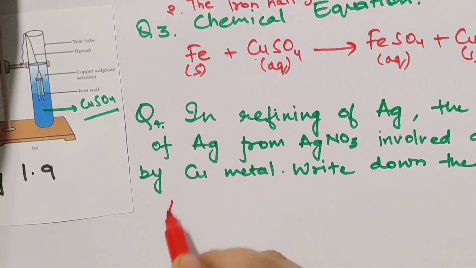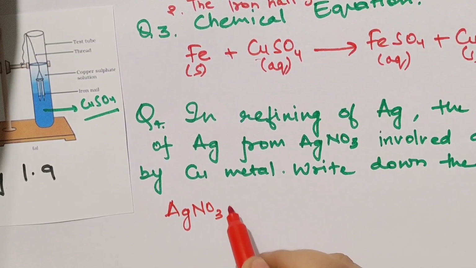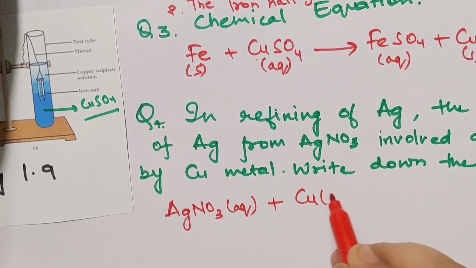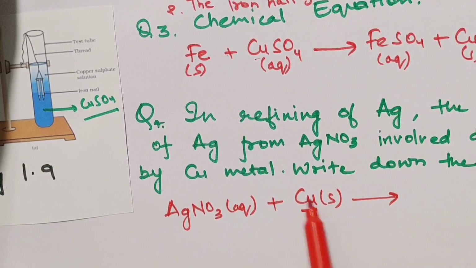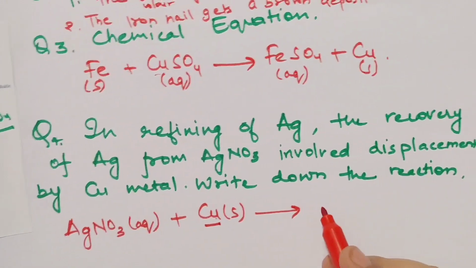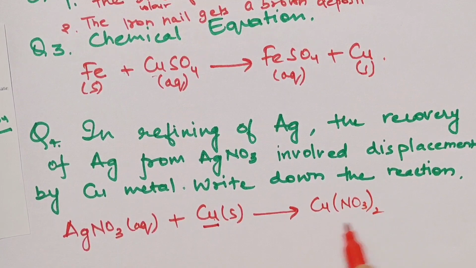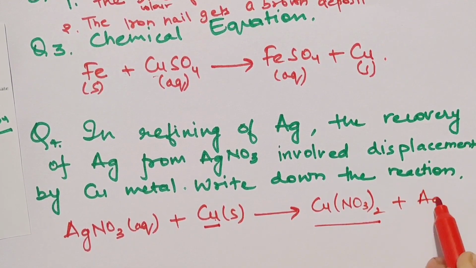We have silver nitrate, right? Aqueous solution. We have copper solid. That much is given in the question, right? Now again, copper being more reactive than silver would displace it from its solution, and would form copper nitrate. Now the thing is, it forms copper 2 nitrate and silver is displaced.